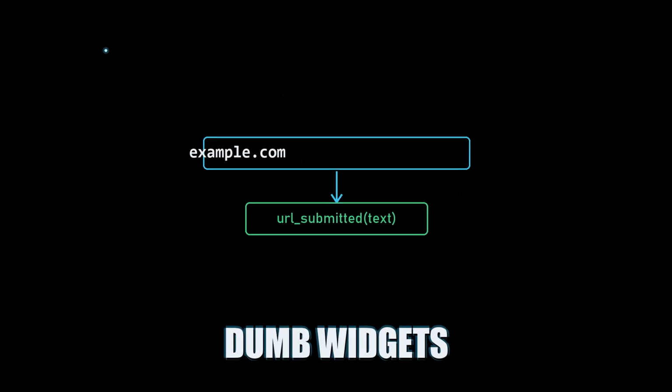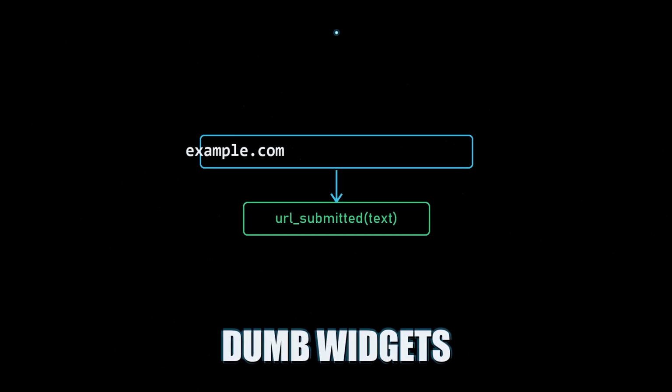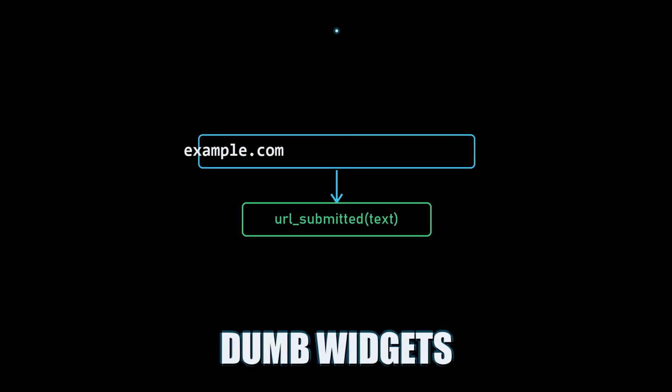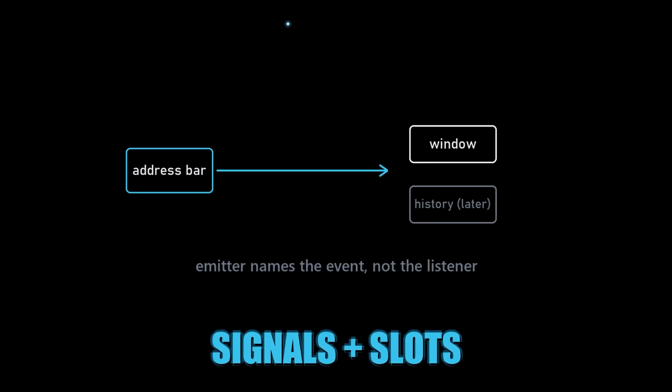Here's the design idea that makes the whole UI pleasant to work with. The widgets are dumb. Deliberately, proudly dumb. The address bar's entire job is this. You type something, you press enter, and it announces, hey, somebody submitted this text. That's it. It does not decide whether you typed a URL or a search or a typo. It doesn't navigate anywhere. Interpreting what you meant is somebody else's job. The address bar just reports what happened and gets out of the way. That announcement has a name in Qt. It's called a signal. And the beautiful part, the address bar has no idea who's listening. Could be one thing. Could be 5. Could be nothing.